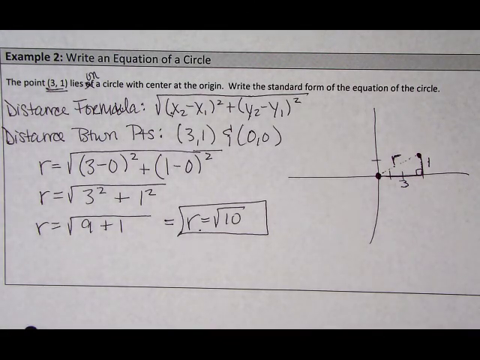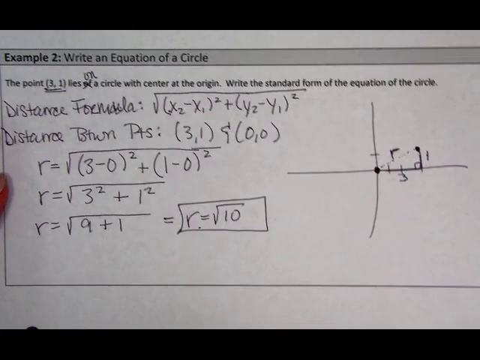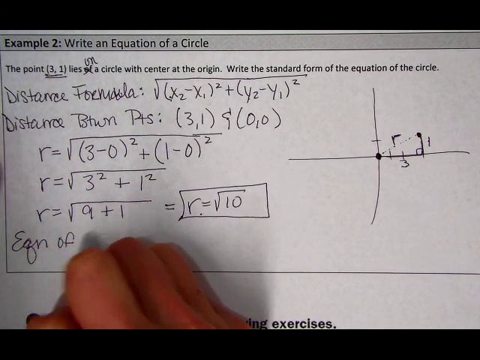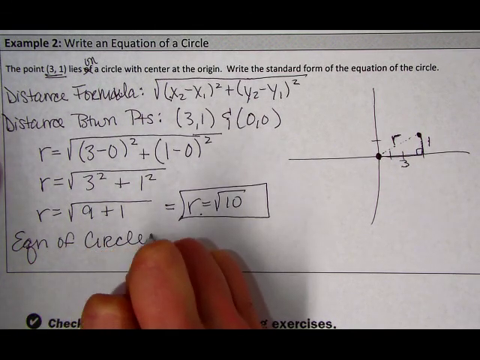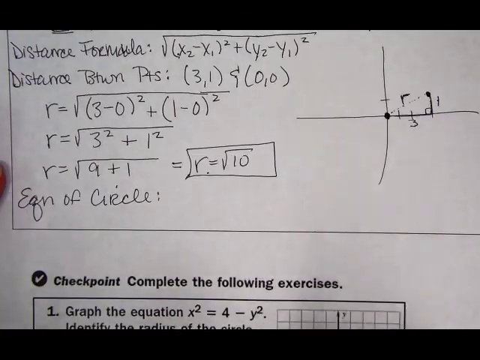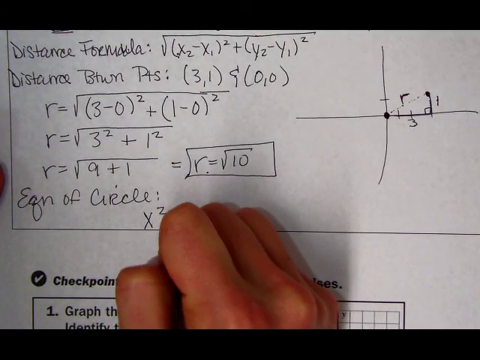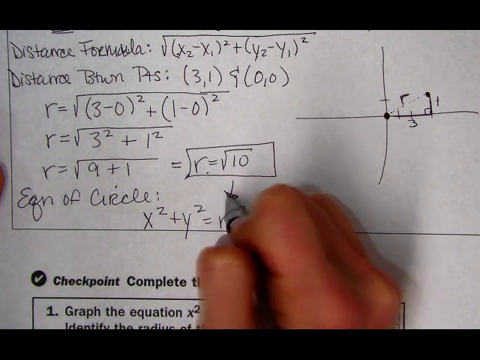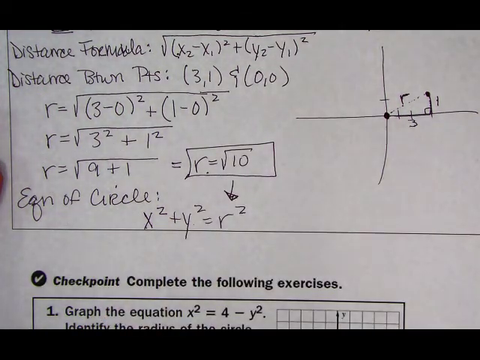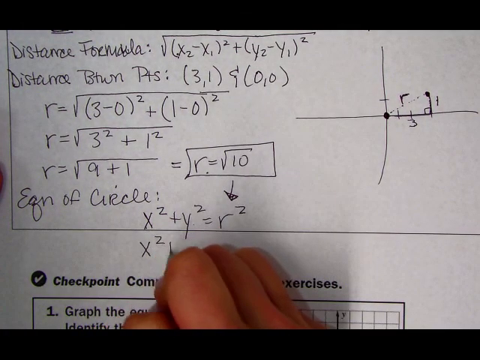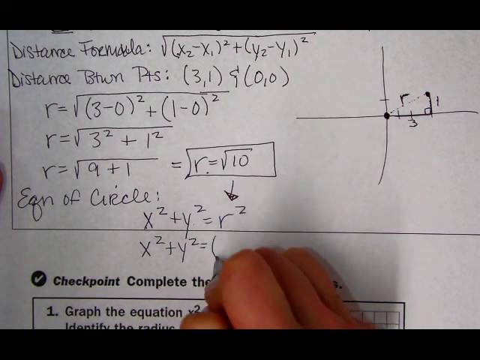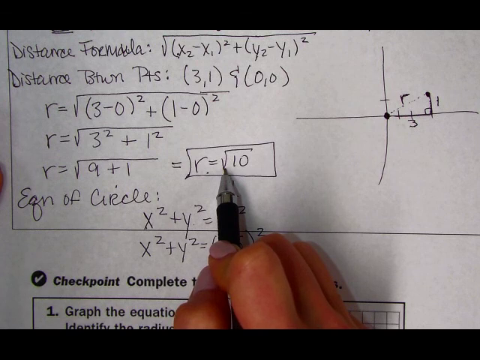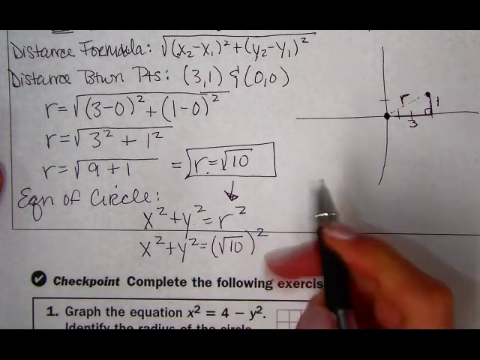Regardless of how you get your radius, once you get it, we still need to plug it into the equation of your circle. And the equation of your circle we know is x squared plus y squared equals r squared. We know what r is. We're going to leave x and y open. So therefore x squared plus y squared is equal to the square root of 10 all squared, because my radius is the square root of 10, I'm squaring my whole radius.